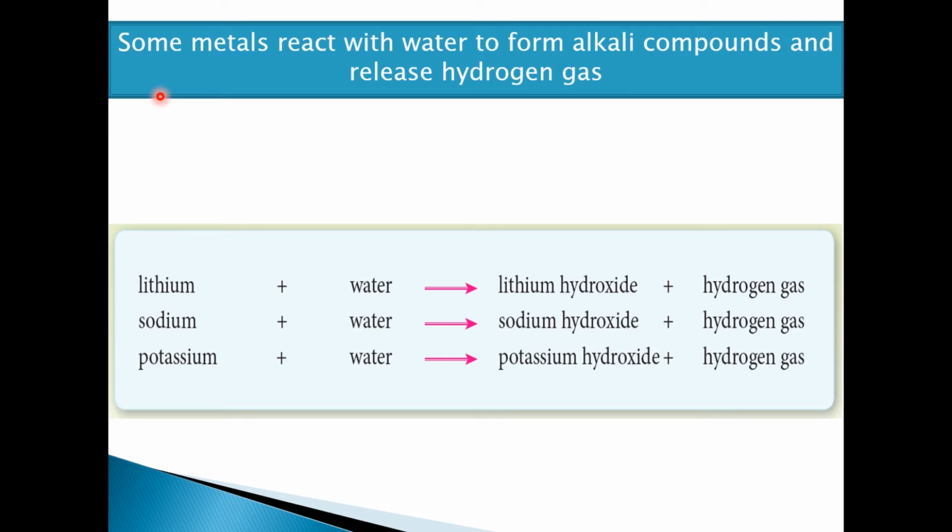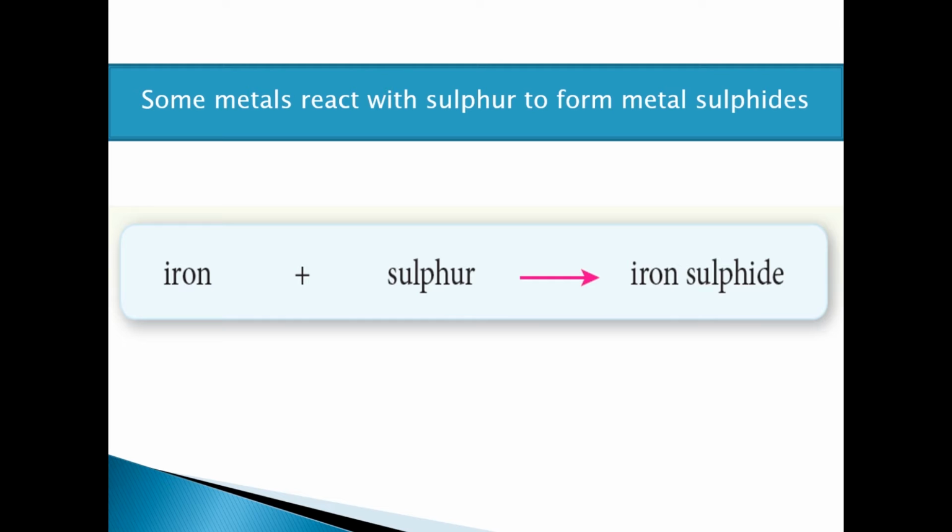Some metals react with water to form alkaline compounds and release hydrogen gas. For example, lithium reacts with water to form lithium hydroxide and hydrogen gas. Sodium reacts with water to form sodium hydroxide and hydrogen gas. Some metals react with sulfur to form metal sulfides. For example, iron reacts with sulfur to form iron sulfide. Iron sulfide is a compound.